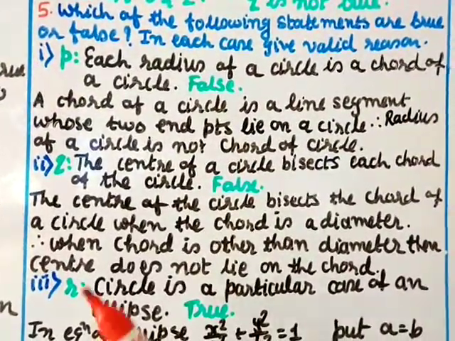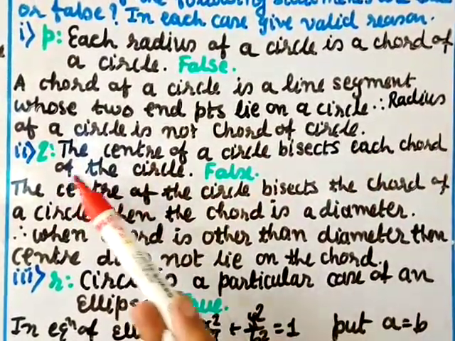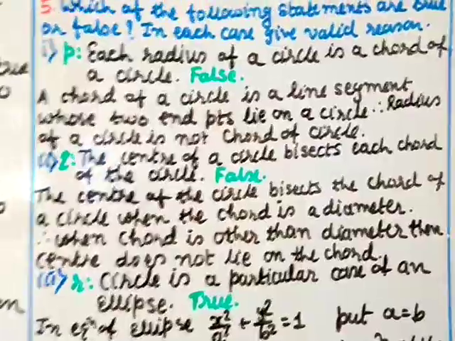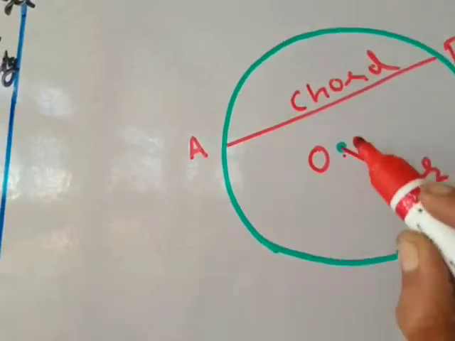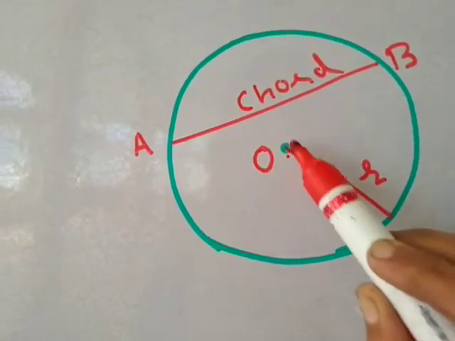Roman number 2, statement Q. The center of a circle bisects each chord of the circle. You know this is also false, right? Now see, this is the chord and this is the center. You can see that it is not even lying on the chord, so that means it will not bisect.